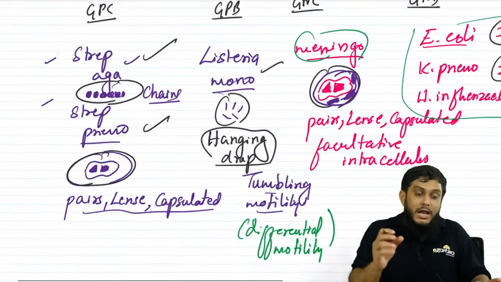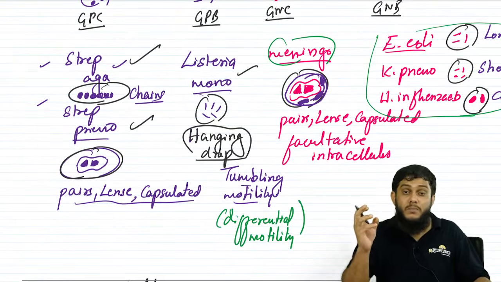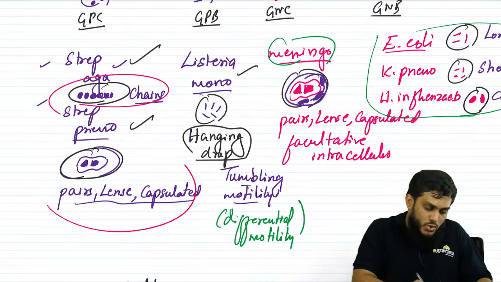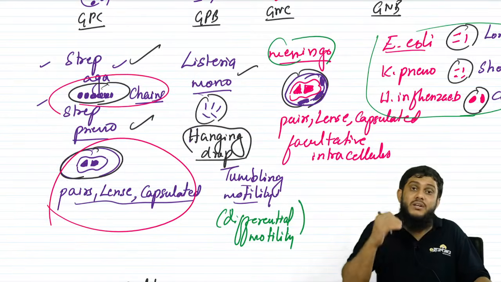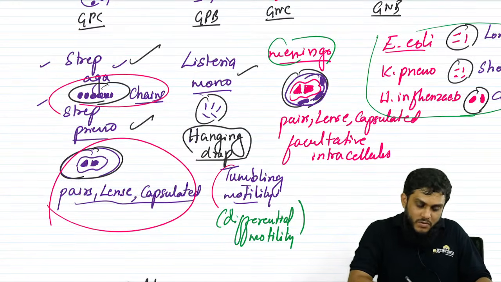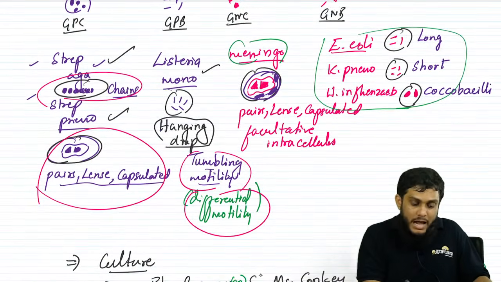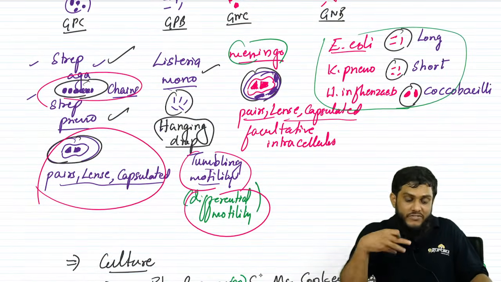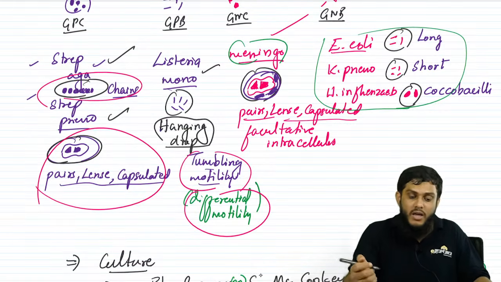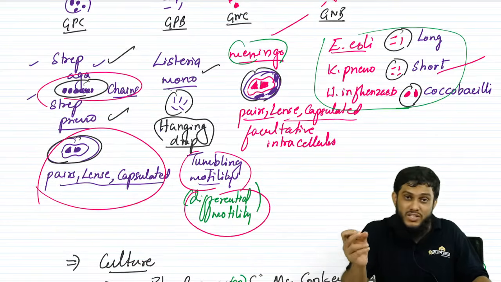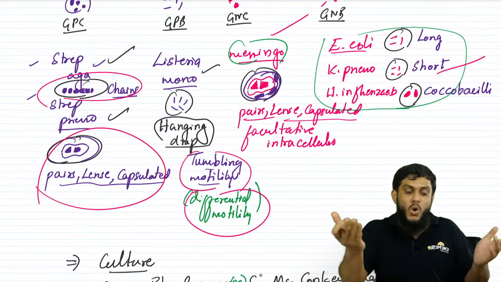Then if you see gram-positive cocci arranged in chains, think of Streptococcus agalactiae. Gram-positive cocci arranged in pairs, lancet shaped, capsulated, think of pneumococcus. Tumbling motility mentioned, think of Listeria. Gram-negative cocci arranged in pairs, capsulated, facultative intracellular, think of meningococci. Coccobacilli, think of Haemophilus influenzae. Short bacilli, think of Klebsiella pneumoniae. Long bacilli, think of E. coli.